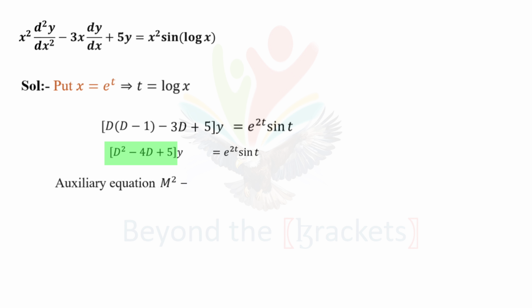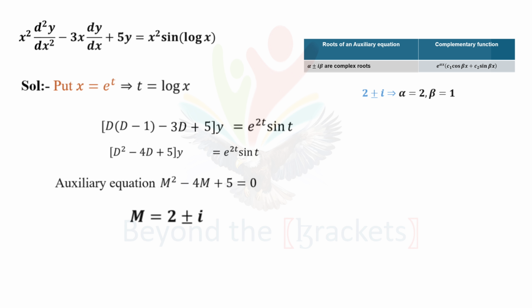We get m square minus 4m plus 5 equal to 0. The roots of this equation are 2 plus or minus i, which are complex roots. Here alpha is 2 and beta is 1. The complementary function is given by e power 2t into (c1 cos t plus c2 sin t).